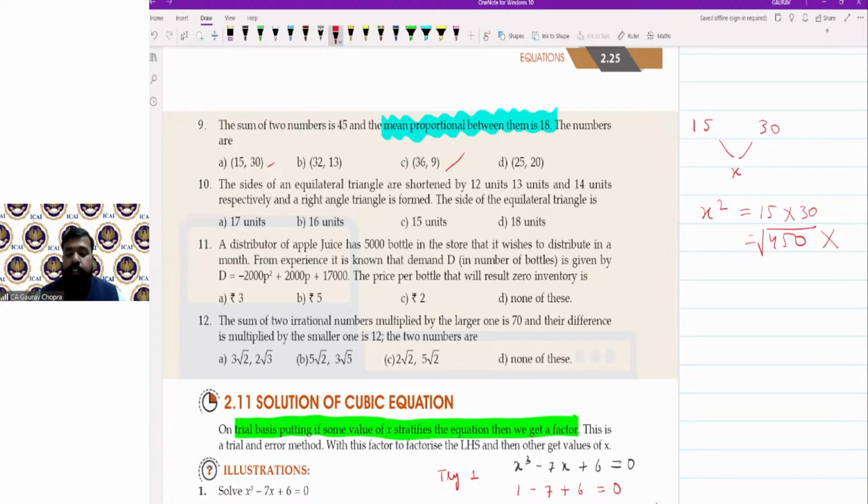Let's try option number C. X square is equal to 36 into 9. Now we can do the root of 36 into 9. So 6 multiplied by 3 is 18. Option number C is satisfying the condition. So ninth answer will be C. Ayushi Bothra has given the answer. Venkat Lakshmi has also given the answer.